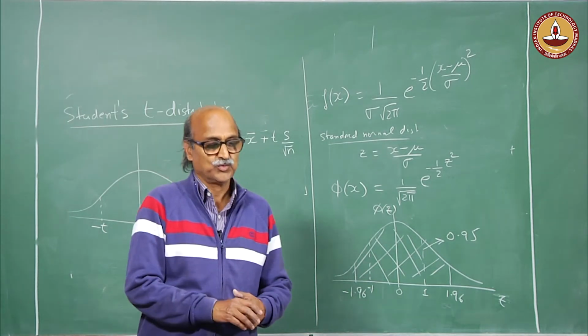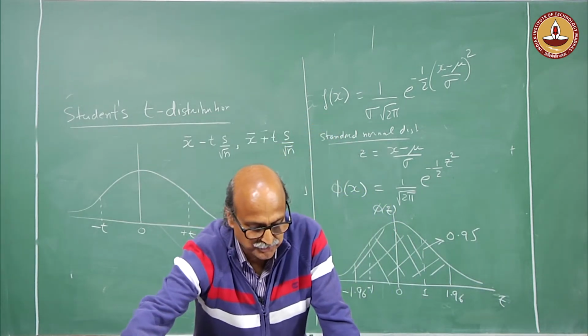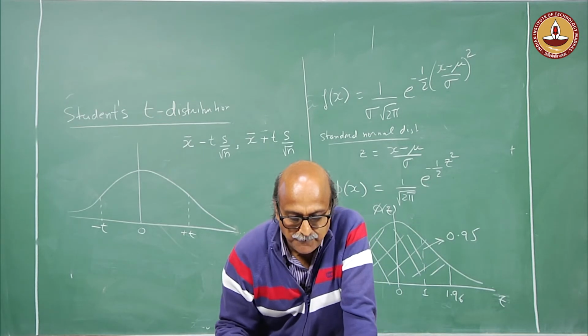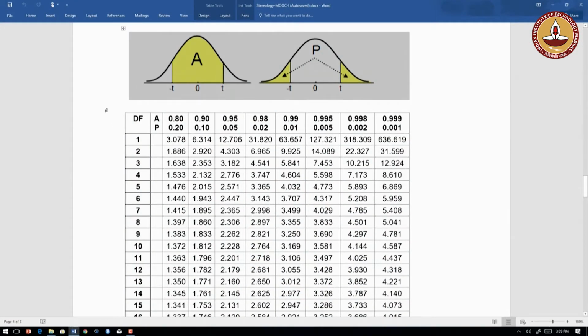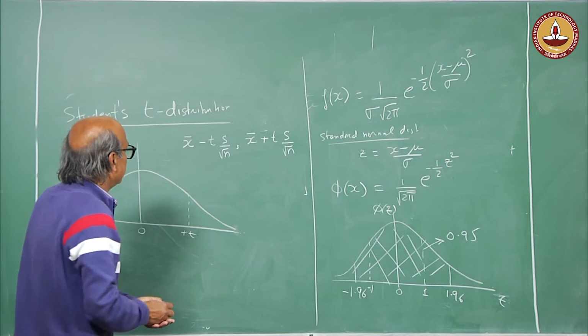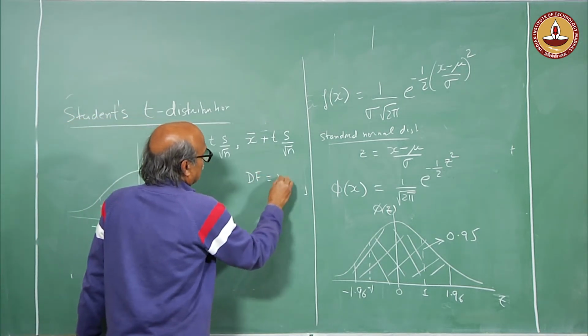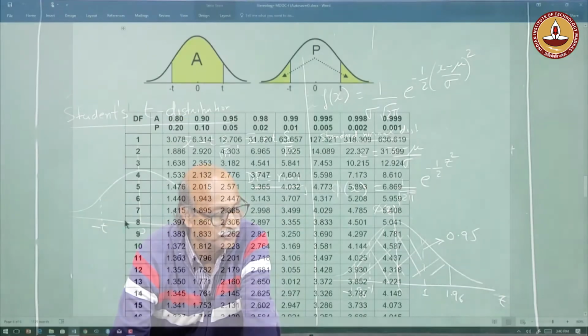Now, this is the student's t distribution table, and let us try to understand what it means. You will notice that there is something called the degrees of freedom. This column represents degrees of freedom, and in our particular case, where I have collected one set of samples x1 to xn, the degrees of freedom df is equal to n minus 1. So, you can read off the degrees of freedom from the left column.